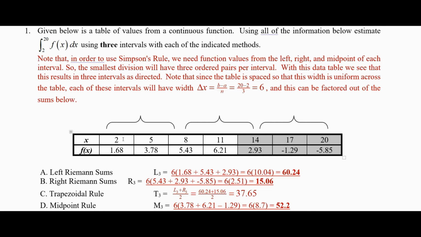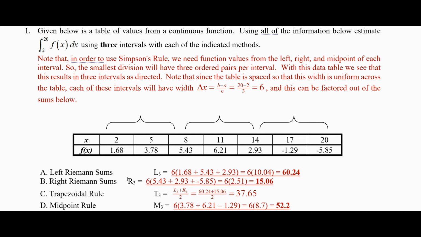And notice for any interval, we're given the information about the left, the right, and the midpoint of that interval. Of course, the right of one interval is the left of the next.